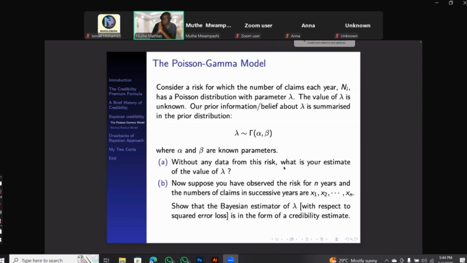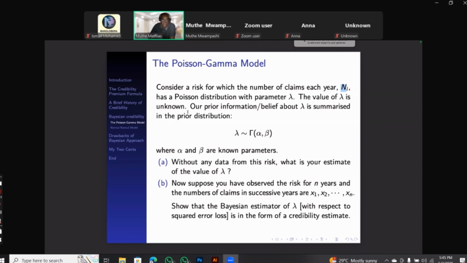It's a very simple question, and I will ask you this first question before I switch to my iPad. Consider a risk for which the number of claims each year, which we are going to denote by N, right? N is just for the number. So this N follows a Poisson distribution with parameter lambda. But remember, because we are talking about the Bayesian framework, we are assuming this lambda to be a random variable. Because it's a random variable, we're going to assume that lambda has a distribution.